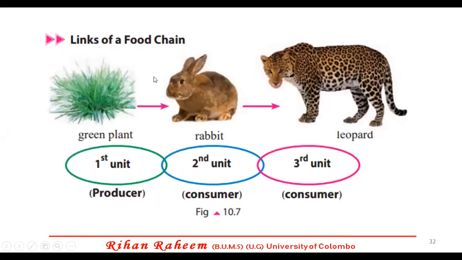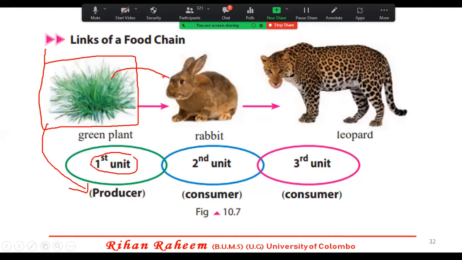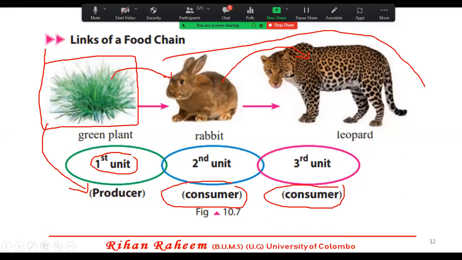Here is another food chain with pictures: grass, rabbit, leopard. That is the food chain. So in this food chain, who is the first person? The grass, we call it the producer. It's the first unit. Then the grass is eaten by the rabbit, that is the second, we call it consumer. Then that is eaten by the leopard, that is also a consumer. So all these are consumers.